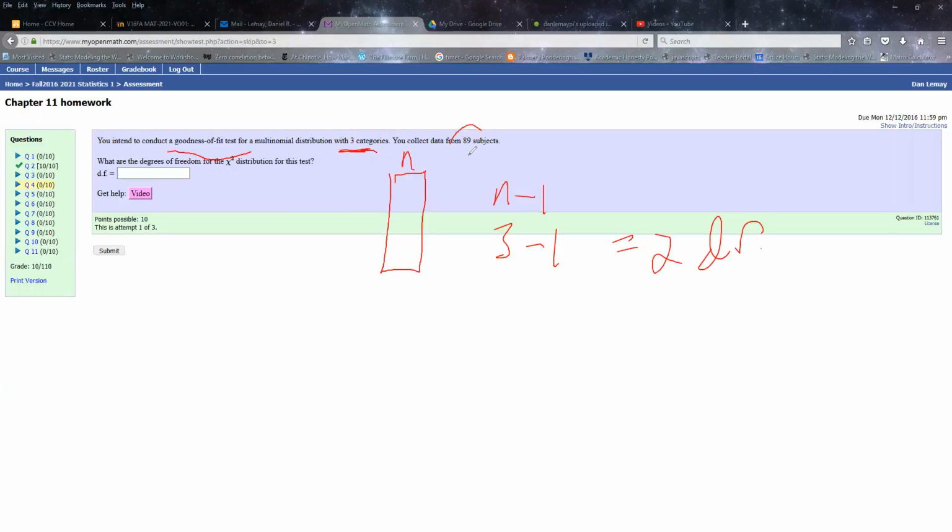The 89 just tells me how many different subjects there are. If I add up all the people, actually there's only 3 categories. So across these 3 categories, whatever they are, there's a sum of 89 subjects, which isn't part of this question. Okay, so goodness of fit, degrees of freedom, you do n minus 1. Number of categories, minus 1.